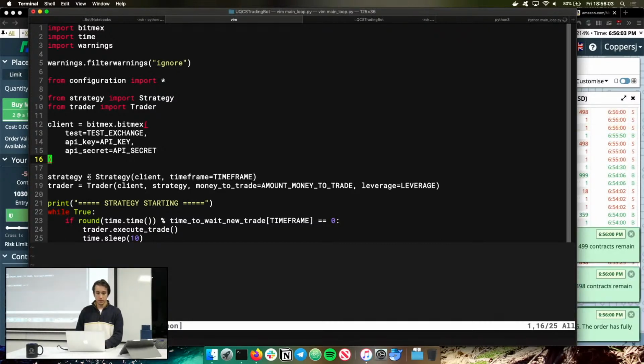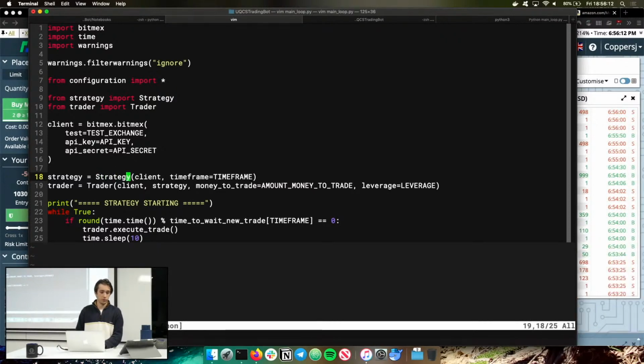And then we have these classes that we've written. This strategy class defines our strategy, which, given the data, will predict: do we buy, do we sell? And then the trader, which is where all the execution happens.